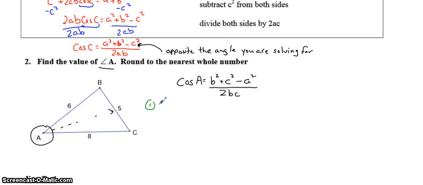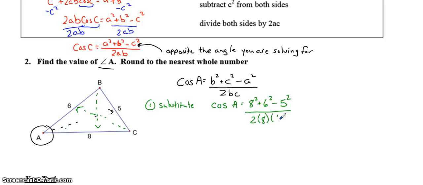So first step is to substitute. So that means cos A is b squared, this is b, which is 8 squared, plus c squared, which is 6 squared, minus a squared, remember we just said that a was 5, over 2 times b, which is 8, times c, which is 6.